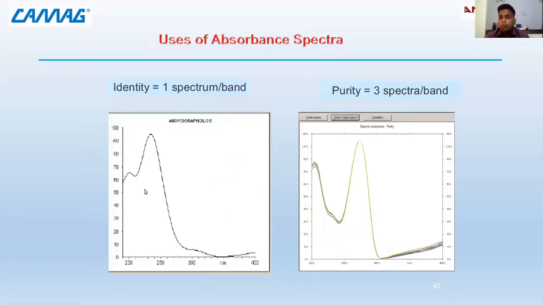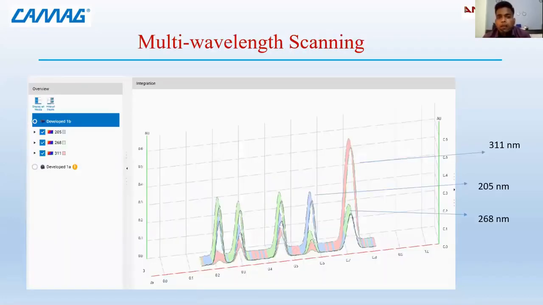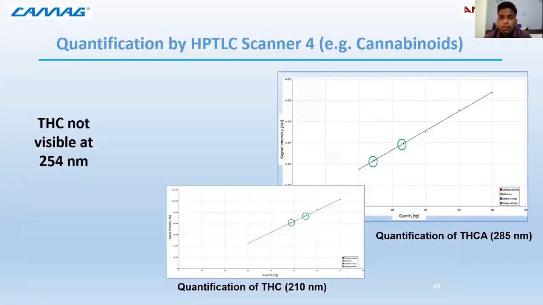Uses of absorbance spectra: when you take only one spectrum, that gives the identity. But when you take the spectra 3 to 4 times, that will give you the purity of that spectra. Then at a time you can do the multi-wavelength scanning also. So here you can see at 205, 268 and 311. At a time I will scan my plate with multiple wavelengths. So this is the benefit of this scanner.